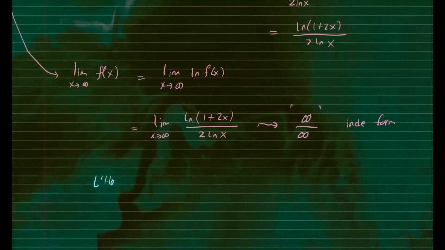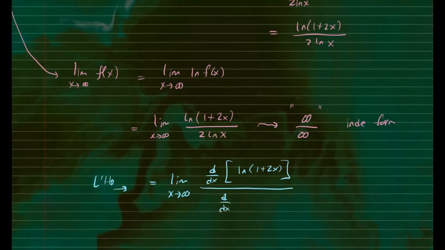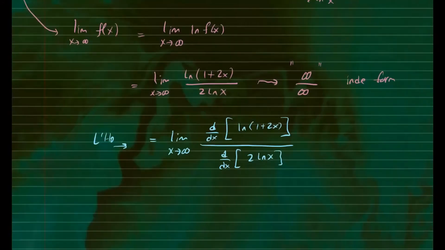So here we're going to apply L'Hopital's rule. So this is the indication. L'Hopital's rule tells us to differentiate the top and differentiate the bottom. So think about this as your top. We're going to take the derivative, and then we're going to take the derivative here. So this is going to be the limit as x approaches infinity. We're going to take the derivative of the top, which is ln of 1 plus 2x, and then we're going to take the derivative of the bottom, 2 ln of x. I'm showing the steps, but that's what we're going to do right now.